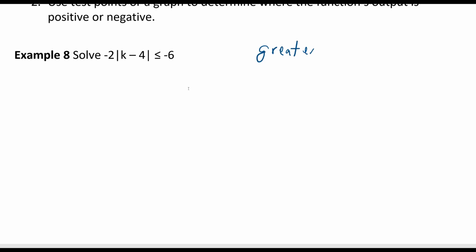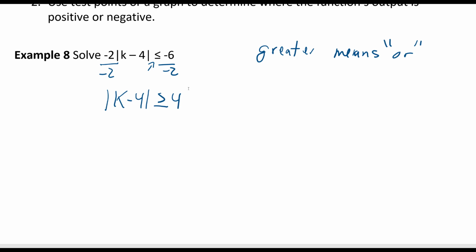Greater means or. And I don't really like word games like this. I like conceptual ideas. But here we divide by -2. We have the absolute value of k minus 4. When you divide by a negative or multiply by a negative, it switches the sign. It becomes greater than or equal to 4.